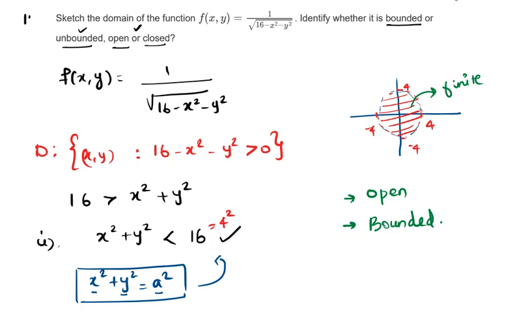Okay, so why are we saying open? Because we are not including the points which are outside, so that's why we say it is open. And bounded means the points are inside and it is finite. So therefore the given function f of x y is open and bounded. I hope you understood this question, right? This kind of problem we will deal with in the coming videos. So now let us move on to the next question.